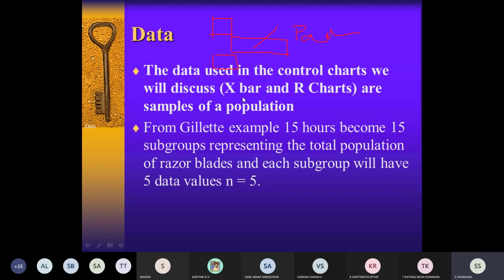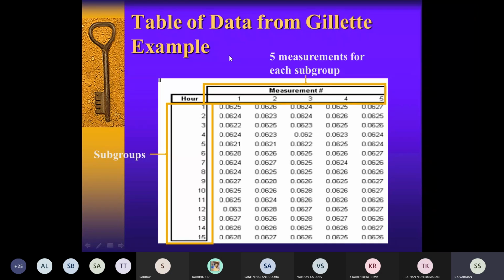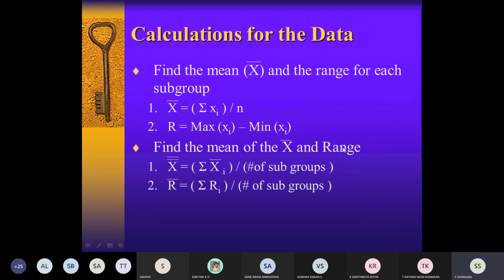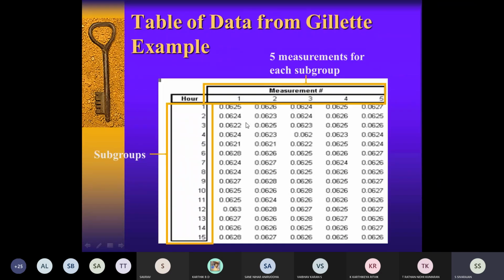Now the data used in the control chart, X bar and R chart. R means range, X bar means average. From the Gillette example, 15 hours become 15 subgroups. So we have data like this. I think the measurement is in mm. There is the data: first hour, second hour, up to 15 hours, and 5 measurements for each subgroup. So for the first hour, there are 5 measurements: 0.62, 0.625, 0.66.